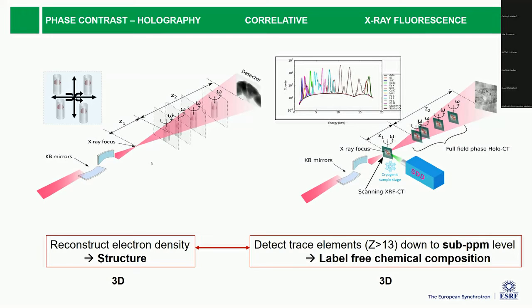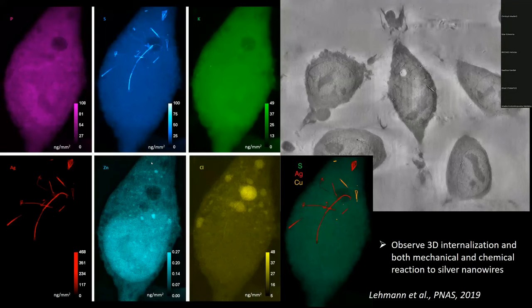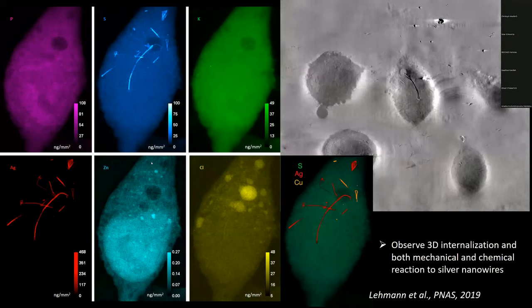On one hand, we use phase contrast tomography, in particular holography, and this gives you the nanostructure in 3D. And on the other hand, with X-ray fluorescence, we can reconstruct quantitative maps of trace elements with very high sensitivity, at the sub-ppm level. And this is an example where using these technologies together was very useful to address a specific scientific question.